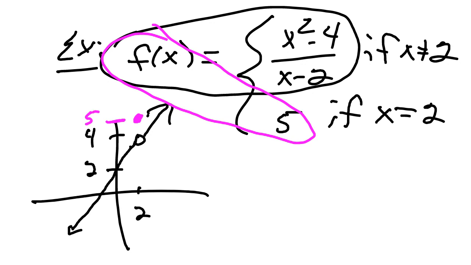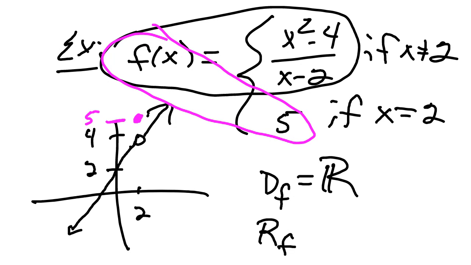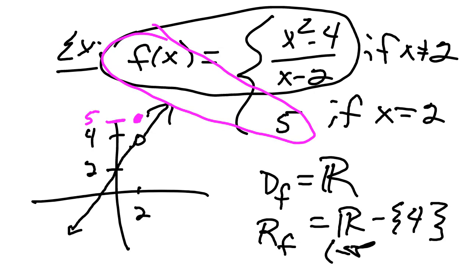So now what is the domain of f? The domain of f in this case is all real numbers, because for the top one, you can plug in anything except 2, and then if x does equal 2, we're defined now. And of course, what is the range of this f? Well, I still don't hit a height of 4, so it's all reals excluding a height of 4. Or for those of you that love intervals, negative infinity to 4, not including 4, union not including 4 to infinity.